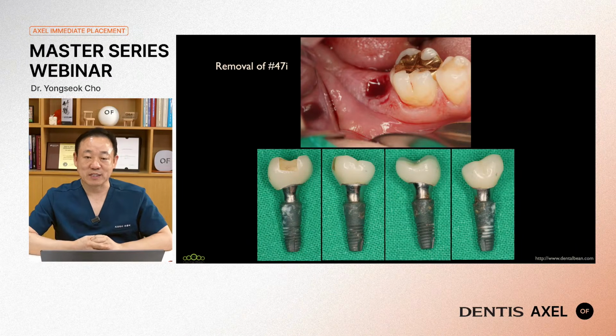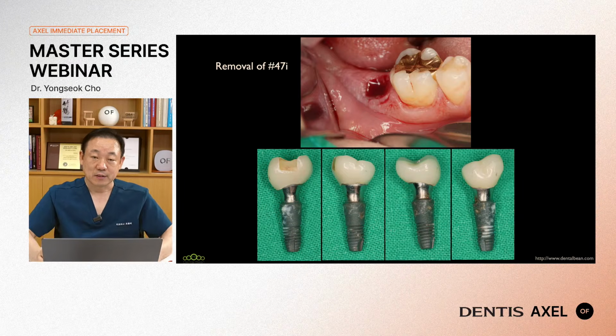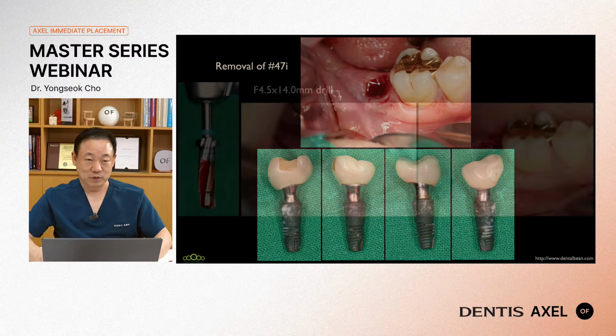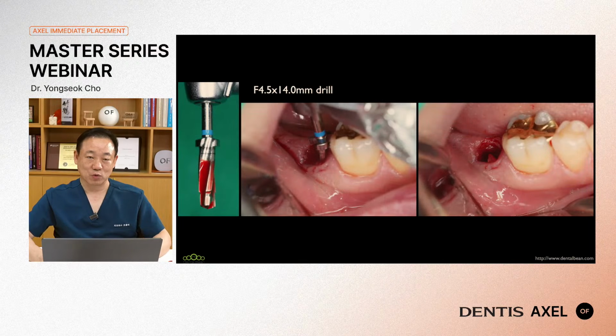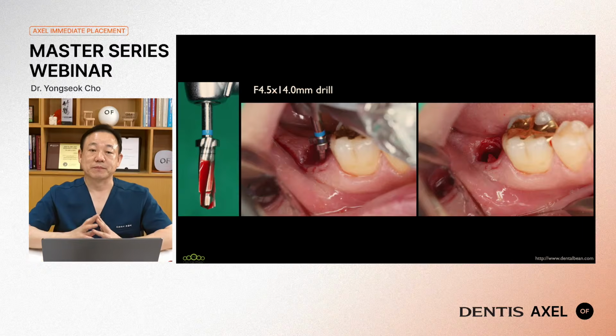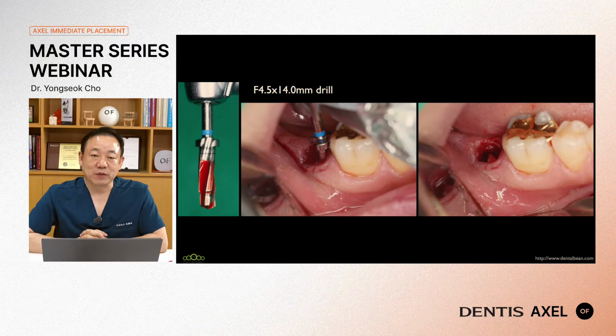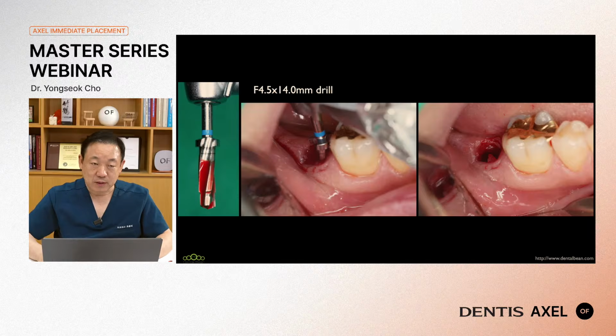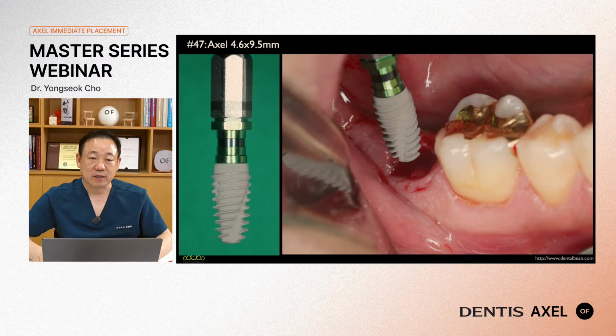Removing the implant was very easy, and I cleaned the site with a curette. Then, at a slightly more medial site, I prepped the osteotomy with a drill. My last drill was a 4.5 by 40 millimeter long drill. Then I selected the XL 4.6 by 9.5.